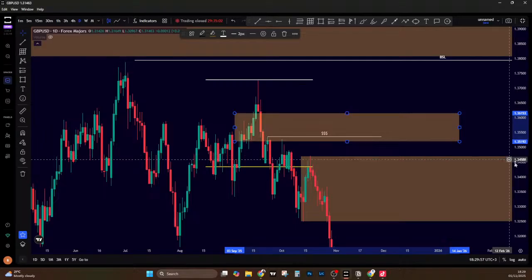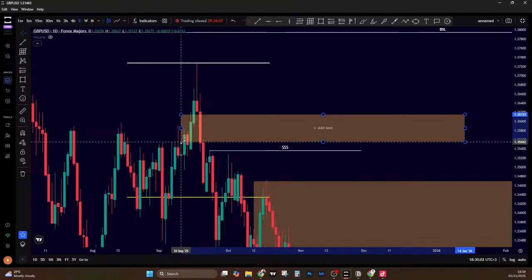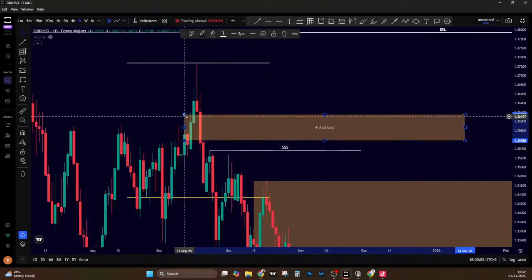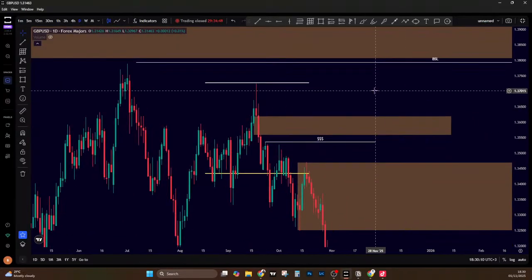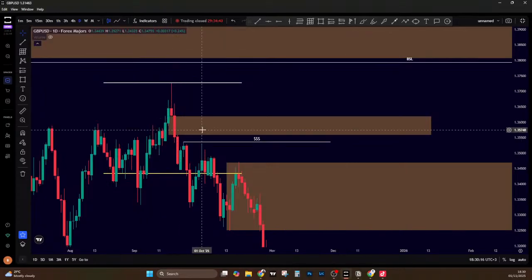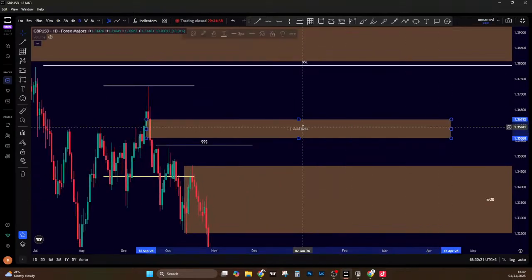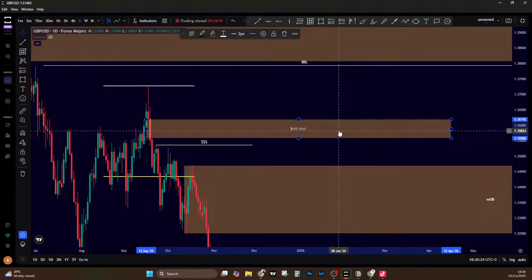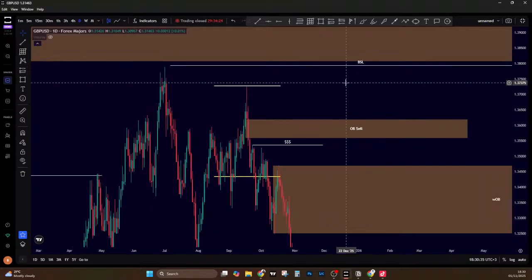So what do we see? We see this FVG here that has not been retested, and I don't see any other order block above the FVG. So this becomes a very good order block for sell.